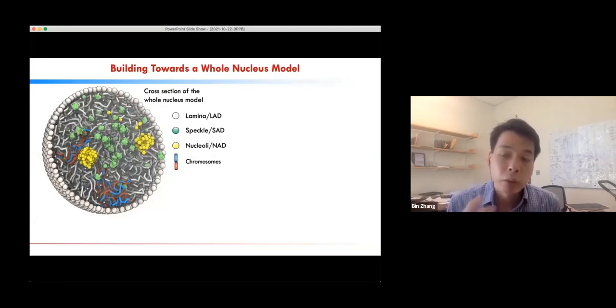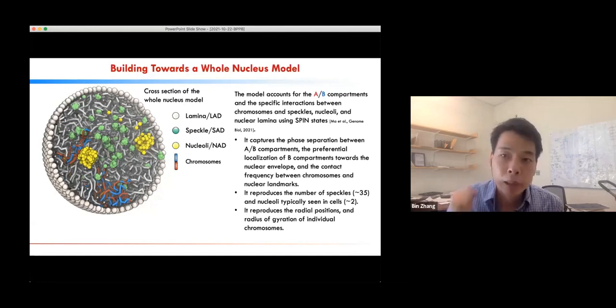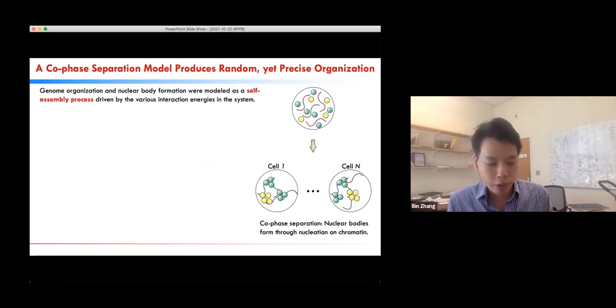So in this model, in addition to reproducing the genome organization, we are now also able to reproduce the contact between the genome and the various nuclear landmarks. This is supposed to provide a more accurate picture of the nucleus. But interestingly, this model also helps us understand how the precise distance that I mentioned in the beginning would arise in the nucleus.